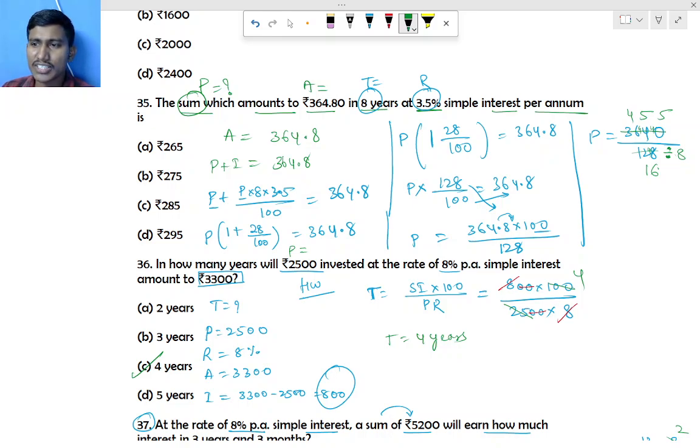So let us do with 16. 16 ones are 16. How many is? 16 twos are 32, right? So how much will be remaining? 32 is gone, means that is 13. 135. 16 how many is?